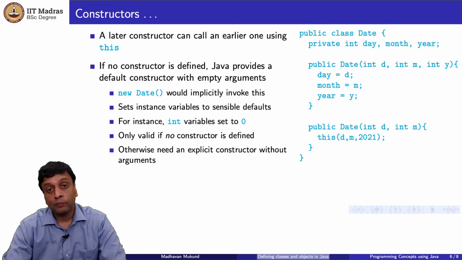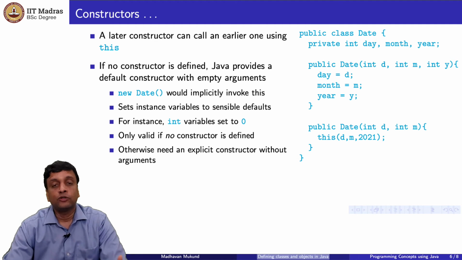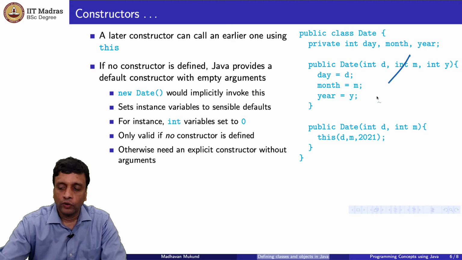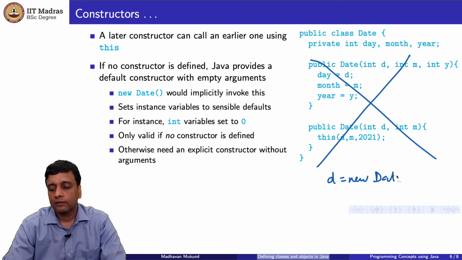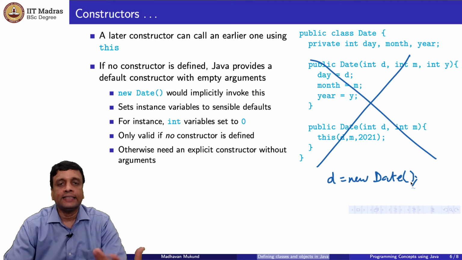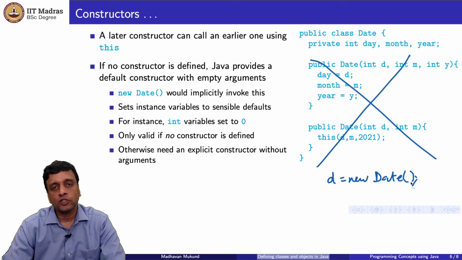Now, if you don't provide a constructor at all, you just write a class and you don't provide a constructor, then Java actually gives you a default. So it's not obligatory to write a constructor. If I don't write anything, then if I say d equal to new date, this will still work.